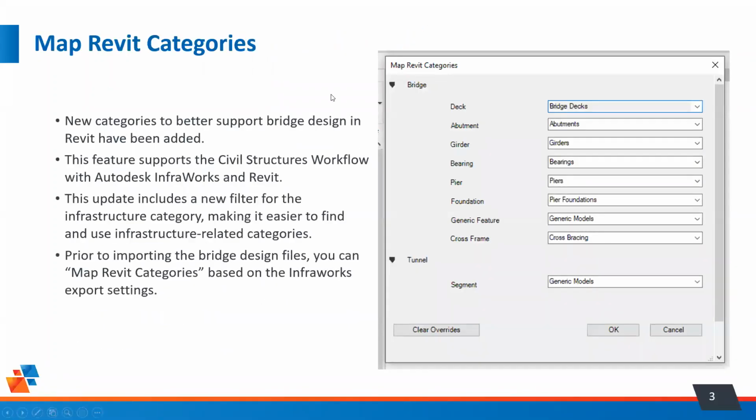Map Revit categories. New categories to better support bridge design in Revit have been added. This feature supports the civil structures workflow with Autodesk InfraWorks and Revit. This update includes a new filter for the infrastructure category, making it easier to find and use infrastructure-related categories. Prior to importing the bridge design files, you can verify the data.